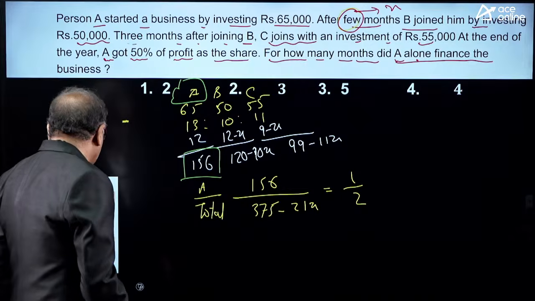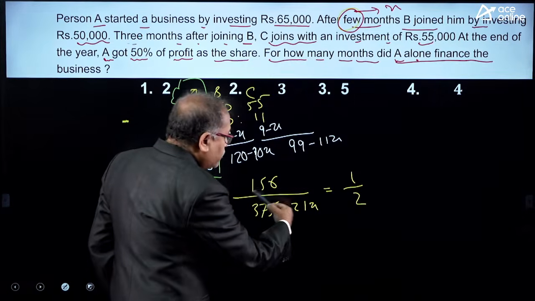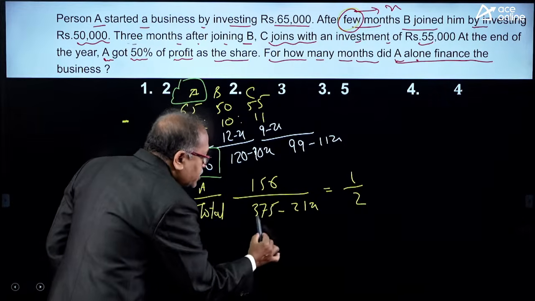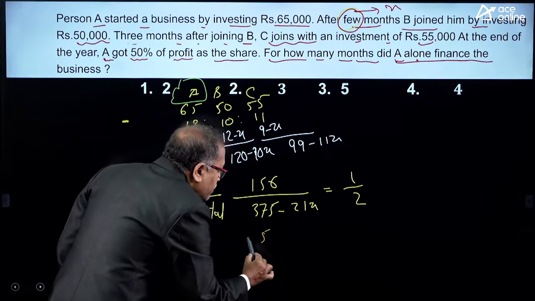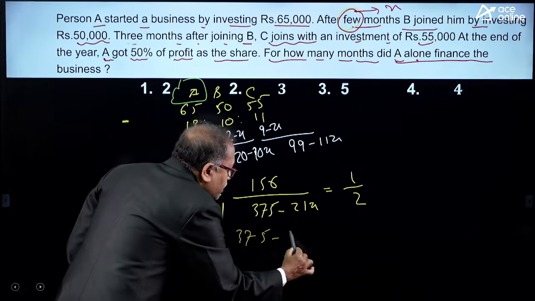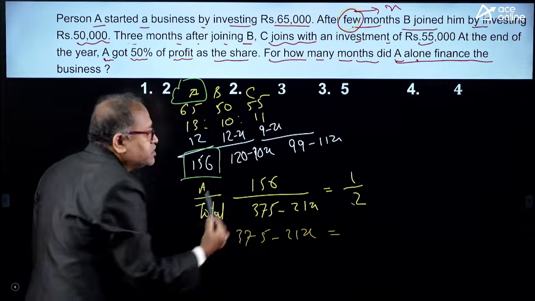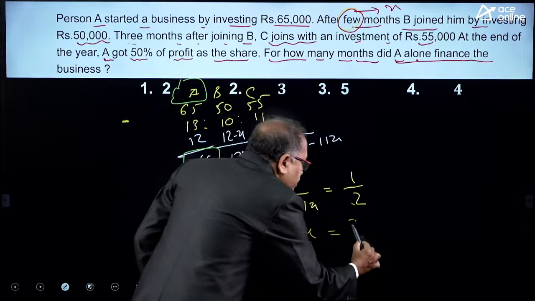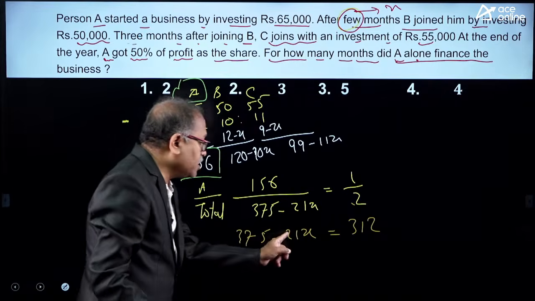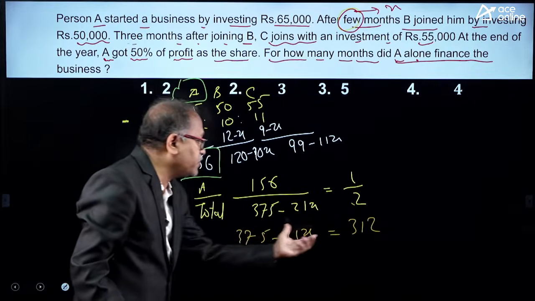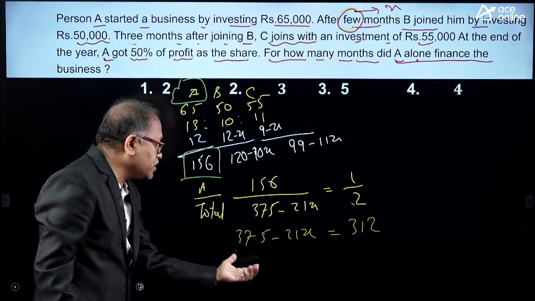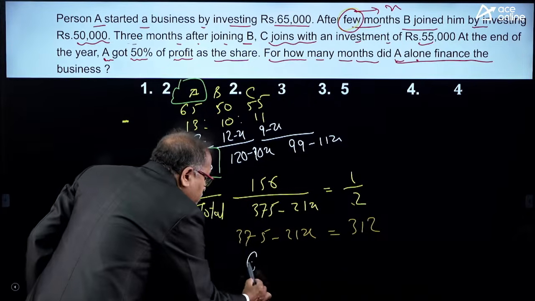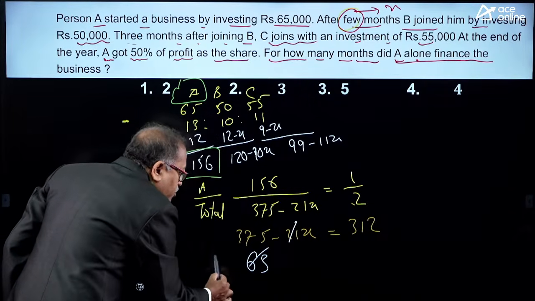Okay, shall we check that? So here 156 is divided by 2, so let's take this one into 1. So 375 minus 21x is equal to 2 times this number, which is 15 double is 300, 6 double is 12, so 312. Take this to the other side. So 375 minus 312, I am getting 63. So 21x is equal to 63. Then what is x? x is equal to 3.